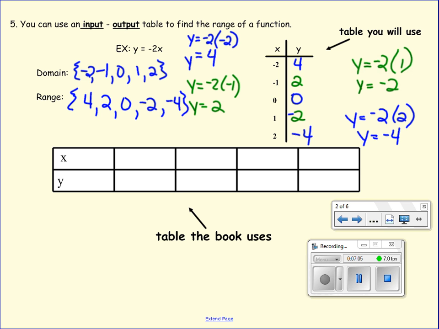So note, our inputs are the x values. Our outputs are the y values. You will be asked to make an input-output table, and this is the type of table that you will use. Again, just as we did, we went back and checked our work. Now we have the range is 4, 2, 0, -2, and -4.